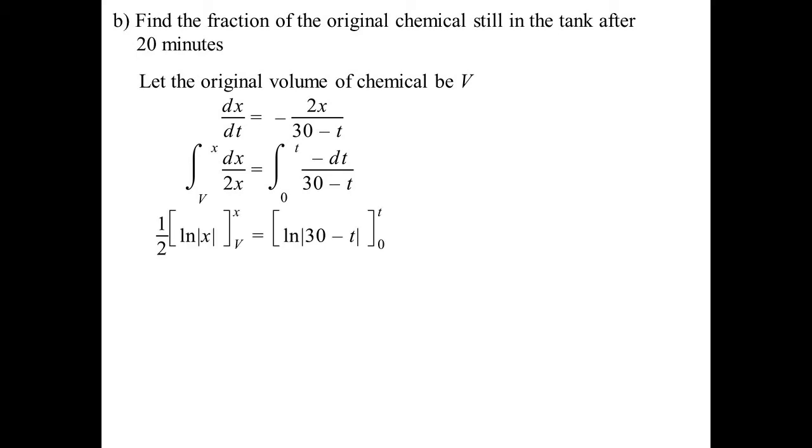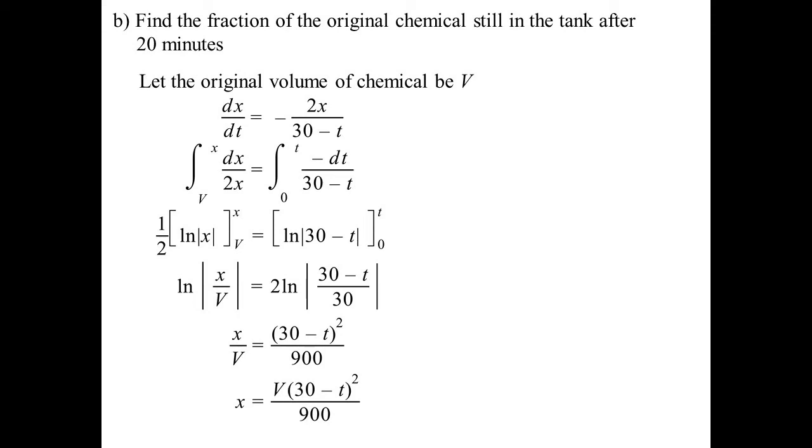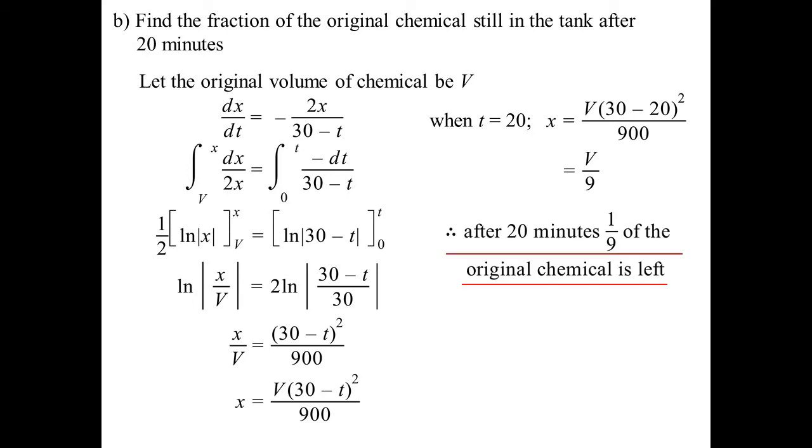So I have log of x equals log of 30 minus t. We're trying to find x, aren't we? So it's x the subject. So there's our formula, but now I'll substitute when t equals 20. That's what I was saying, it would have been quicker just to have 20 there, because then I could just substitute it in the integration itself. But anyway, whichever way I do it, I get V over 9. So the original one we said was V, so we've got 1/9 of the original volume left.